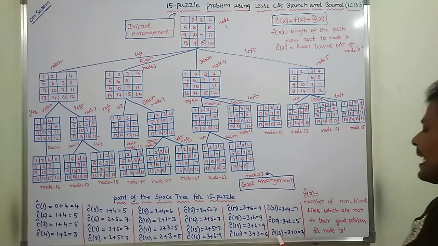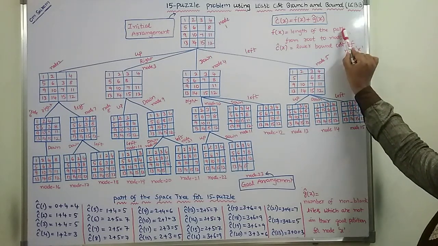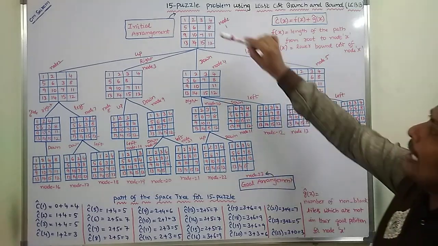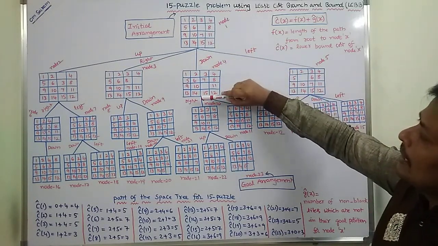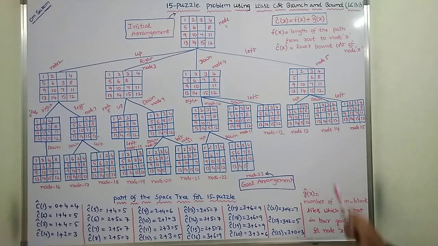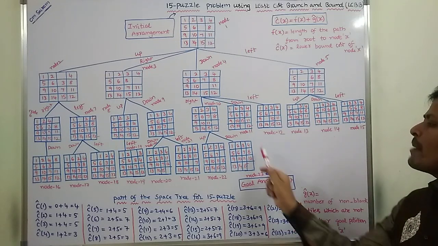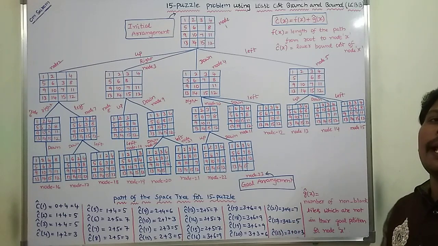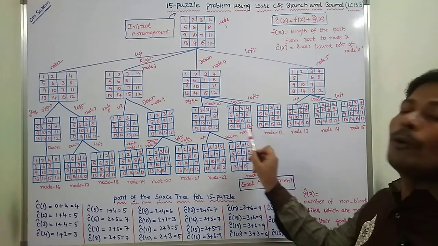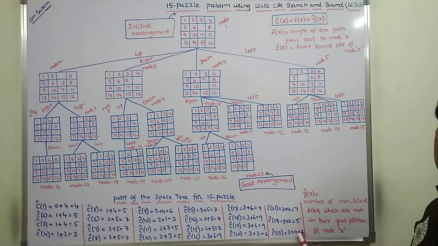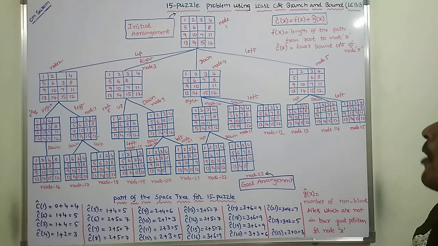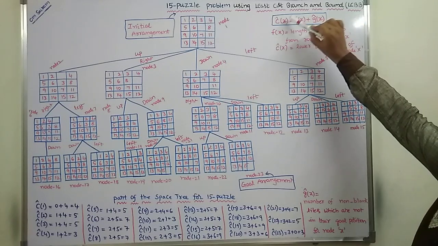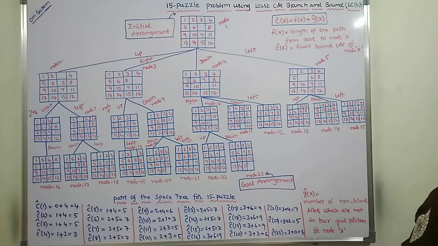Therefore, c cap of 23 is equal to the length of the path from the root node to node x, which is the number of edges between them: the first edge, the second edge, the third edge. So f of x is equal to 3, plus the number of tiles not in their goal position. All tiles are in their goal position, so g cap of x is equal to 0. So 3 plus 0 is equal to 3. This is the cost of node x. This is the lower bound value. The lower bound value on node x is equal to 3. So this is the formula: c cap of x is equal to f of x plus g cap of x.